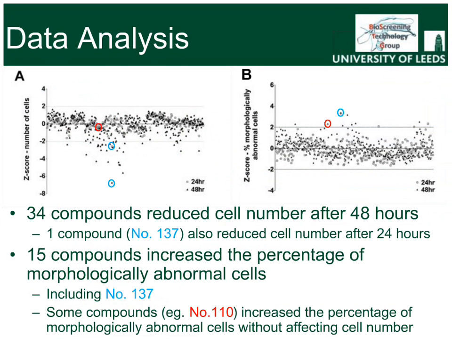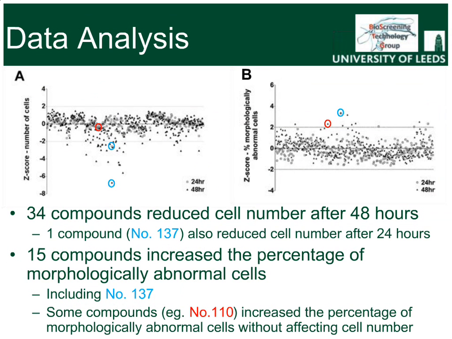From the test library, 34 compounds were identified that reduced cell number after 48 hours by having a Z-score of less than -2. Those triangles below the lower dotted line shown on Figure A. No compounds increased cell number, and only one compound, number 137, also reduced cell number at 24 hours, as highlighted by the blue circles. This compound was also one of the 15 compounds to increase the percentage of abnormal cells at either time point. Those data points above the upper dotted line in Figure B.